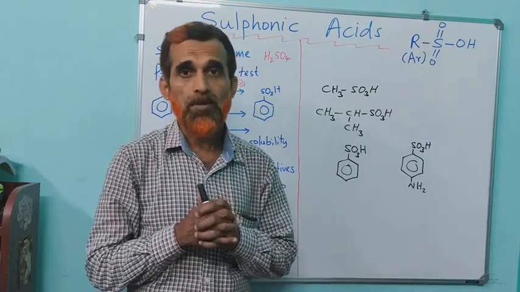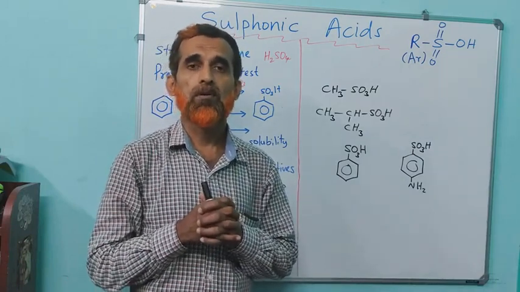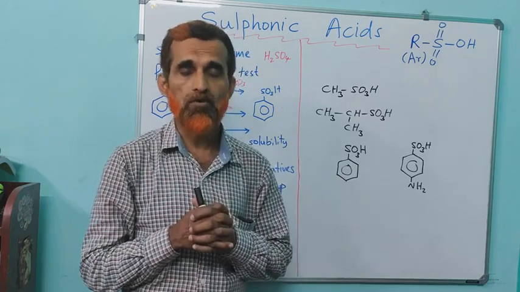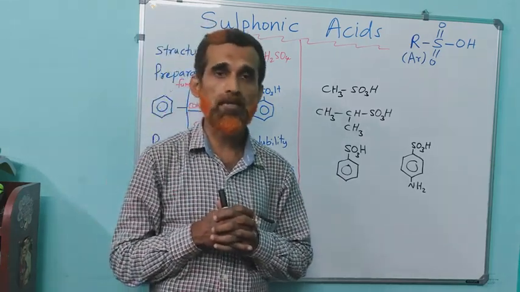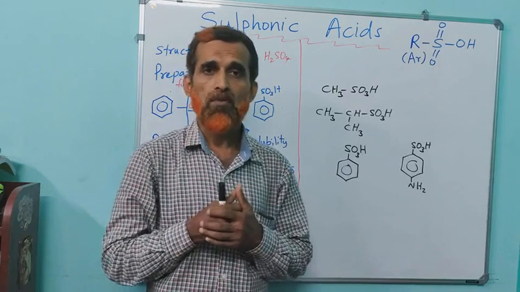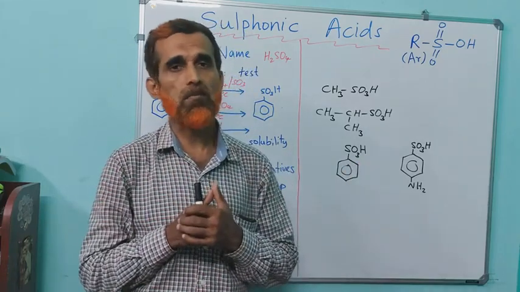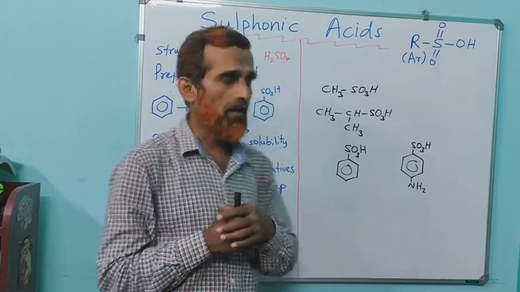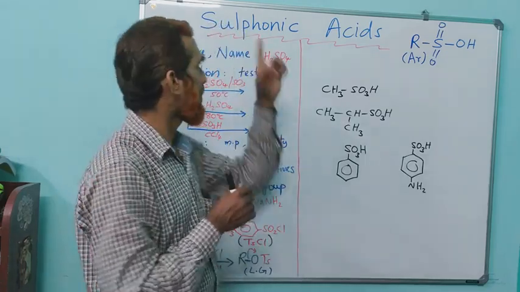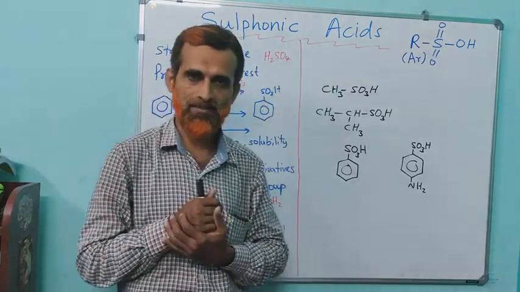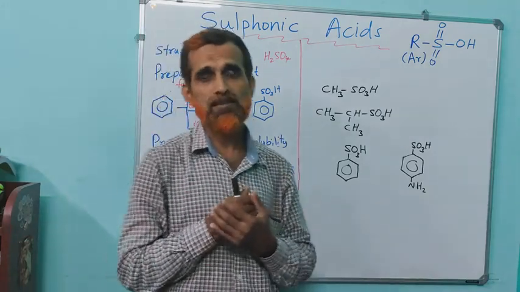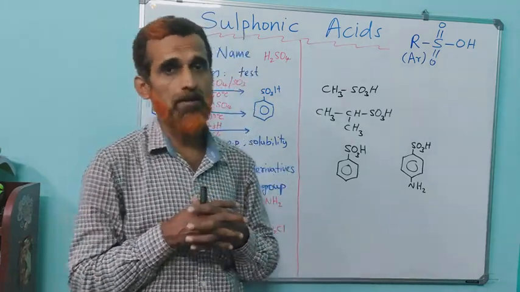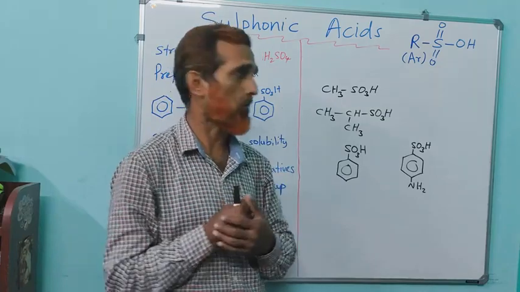Today is the last video of module number 5 of organic chemistry, that is carboxylic acids and sulfonic acids. We had a very detailed discussion of carboxylic acid in the previous classes, and today it's a very short discussion of sulfonic acids. You know that sulfonic acid is a rare kind of functional group which we come across.